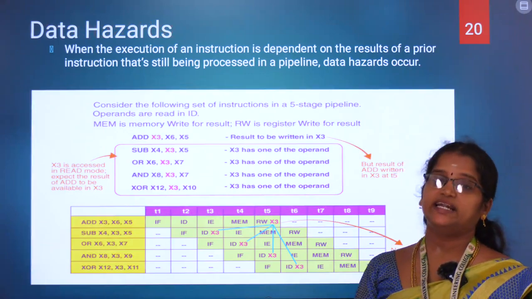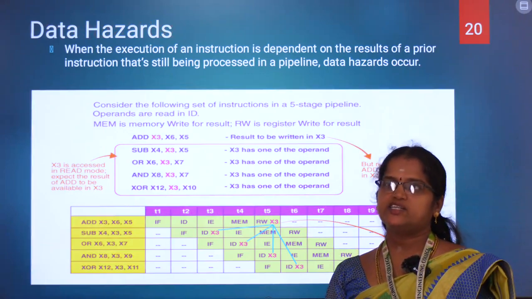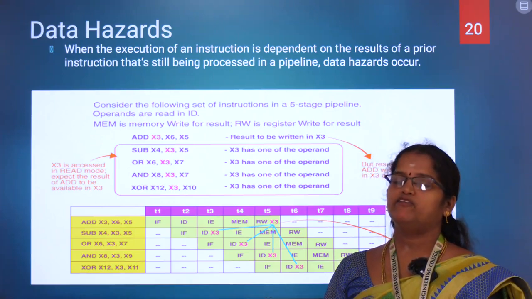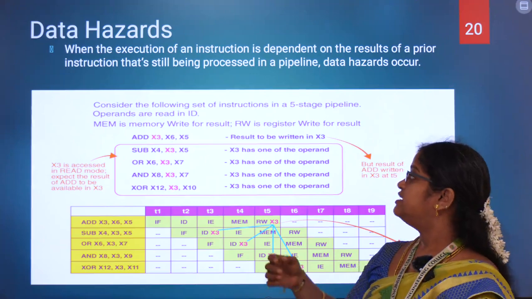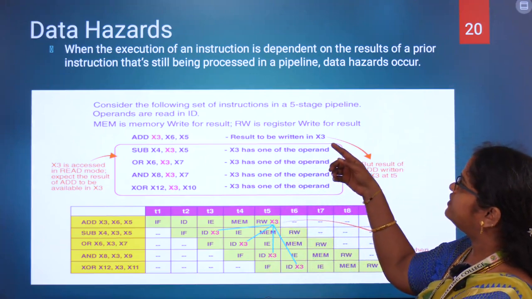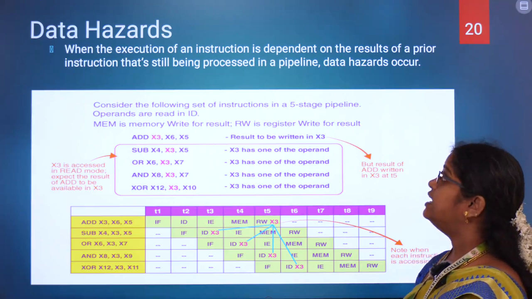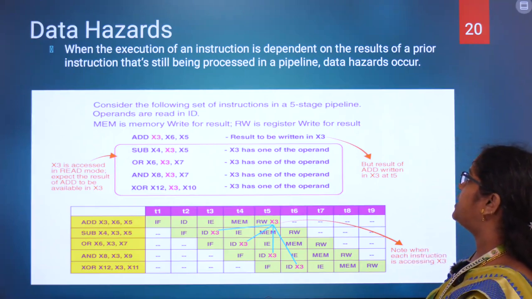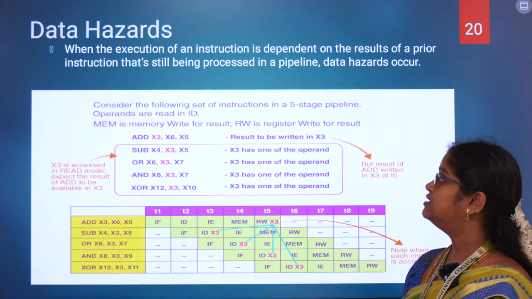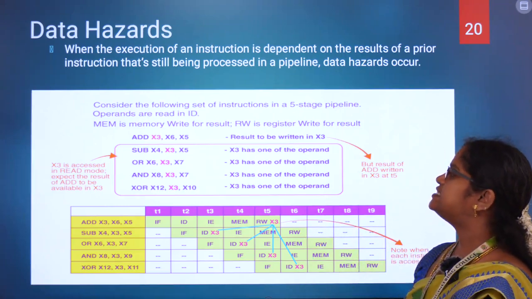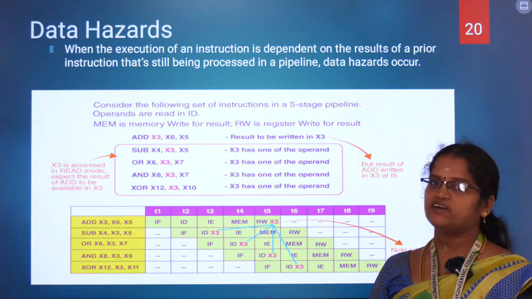The next one is data hazards. So structural hazards means we have to discuss the resource conflicts. Data hazards means they fully depend on the data. See, for example, when the execution of an instruction is dependent on the results of a prior instruction that's still being processed in the pipeline, data hazards occur. See, in this example, the second instruction is waiting until the completion of the previous one.